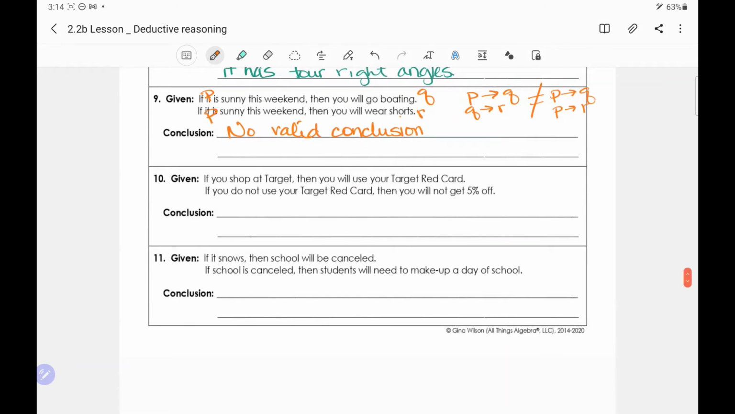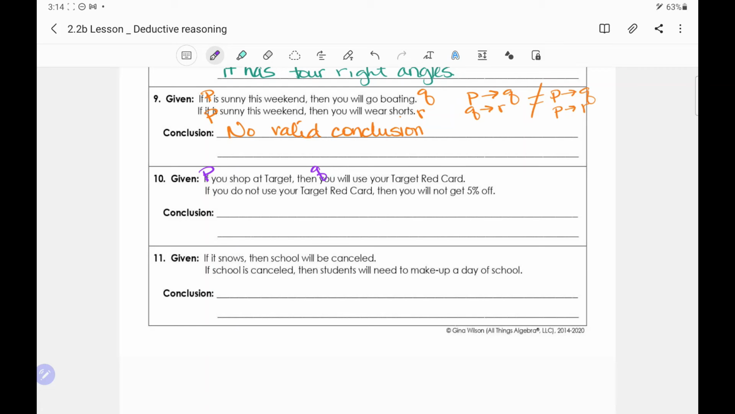Number 10. Now, I'll remind you, if you've already done these a few times, give it a try on your own. Don't just follow along and copy what I say. Do the thinking yourself. If you shop at Target, then you will use your Target red card. If you do not use your Target red card, then you will not get 5% off. Okay, let's see. If you shop at Target, that's P. Then you will use your Target red card.